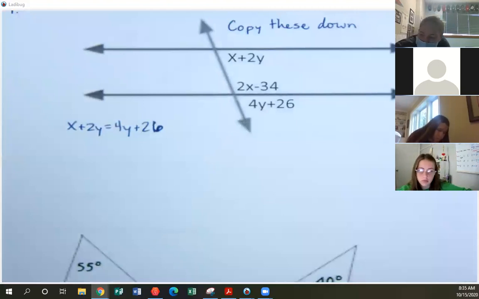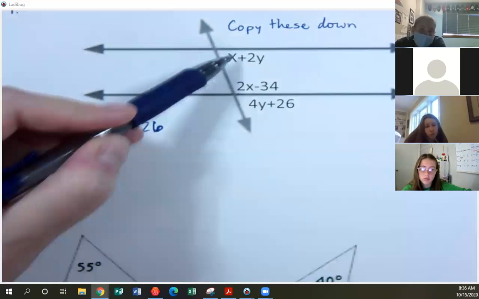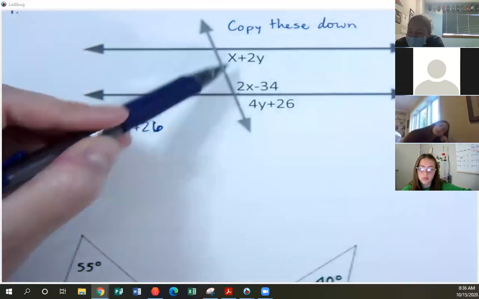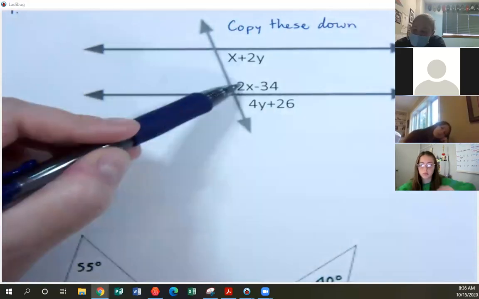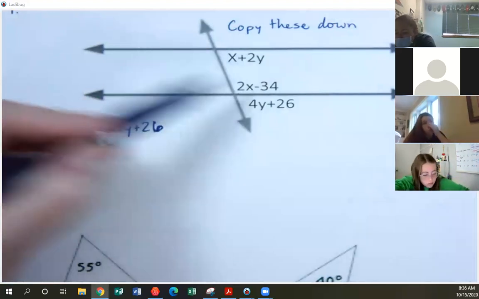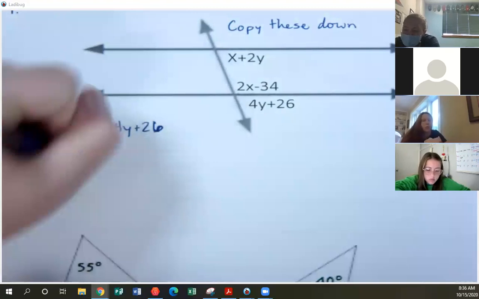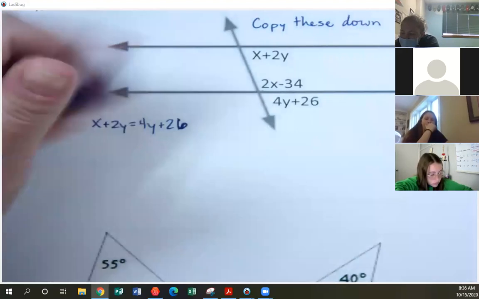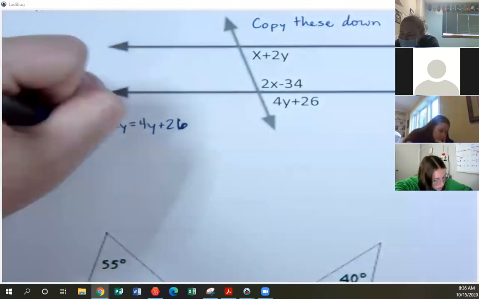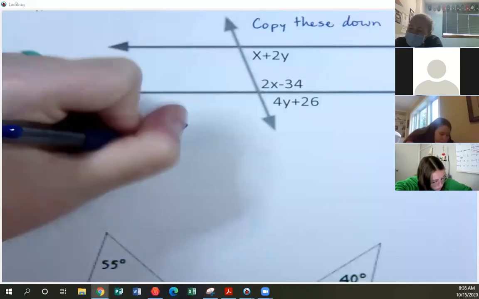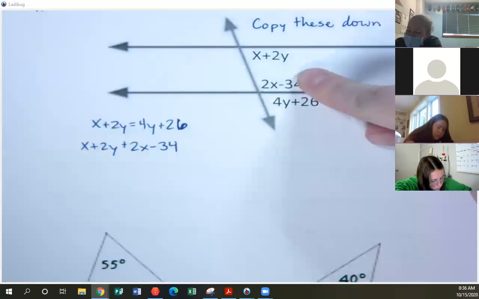And in my second equation, I'm going to look at these two. For one, I would like to use this one again because it has the smallest numbers and the prettiest numbers. So I'm going to take these and figure out the relationship between those. We have an acute angle and we have an obtuse angle, and if we add them together, they would equal 180 because these are same side interior. So x plus 2y is going to add to 2x minus 34. So this angle plus this angle is going to equal 180.